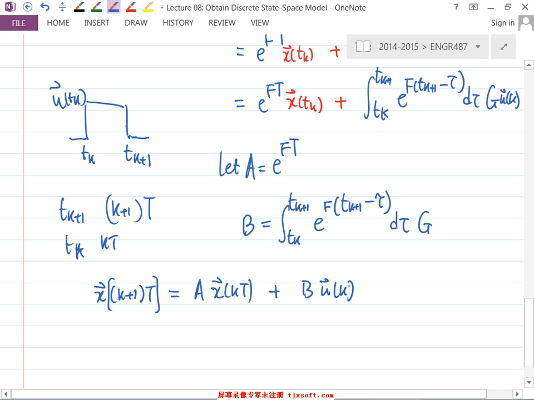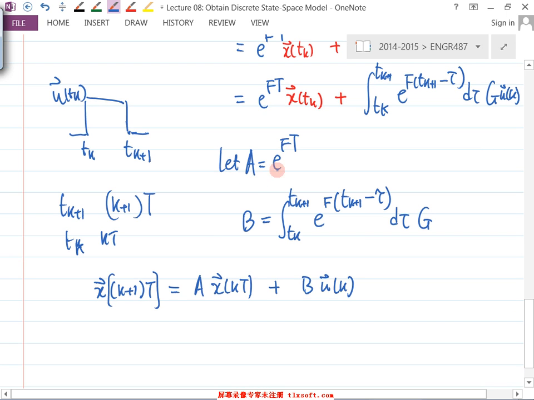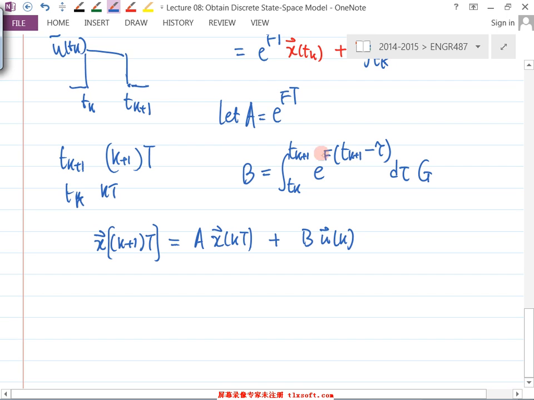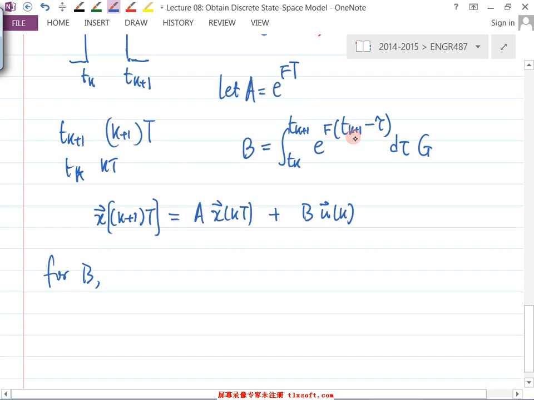The A seems good, pretty clean: e to the power of capital F T. The B here is a bit messy, so let's clean up the B a little bit. For the B, we're going to do a so-called change of variables. Let's do a little change of variables.